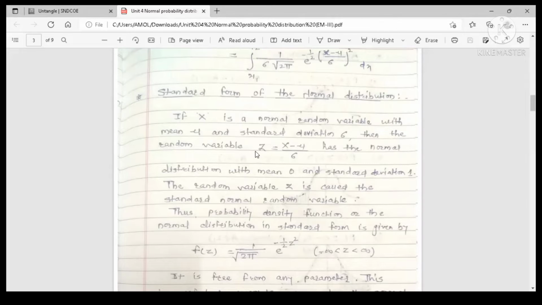Then the random variable Z, which we have introduced here, a new random variable Z, which is equal to (X minus mu) upon sigma, has the normal distribution with mean 0 and standard deviation 1. This random variable Z is called the standard normal random variable.